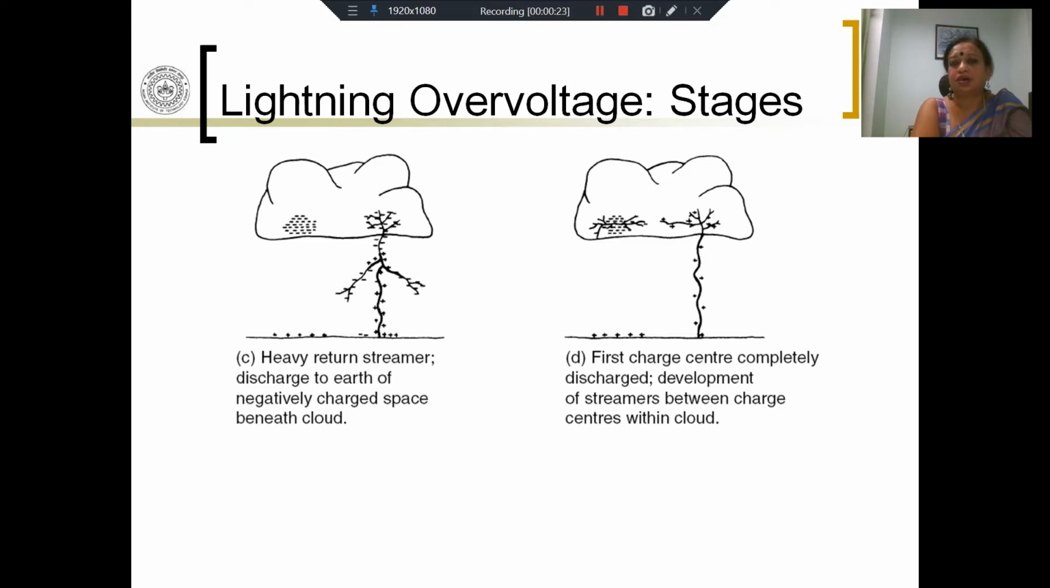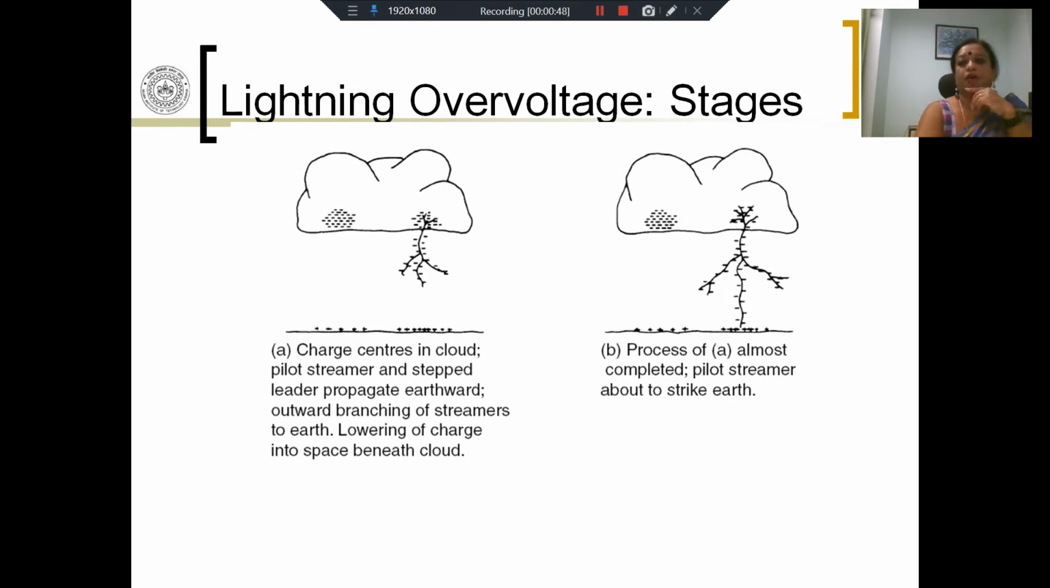A charged cloud generally has negative charge, and it holds negative charge because of the moisture, because of the ice particles within the cloud, and they are generally at the bottom of the clouds. You have charge centers. Let's say you have negative charge centers. Let us see how that negative charge center can result in lightning.